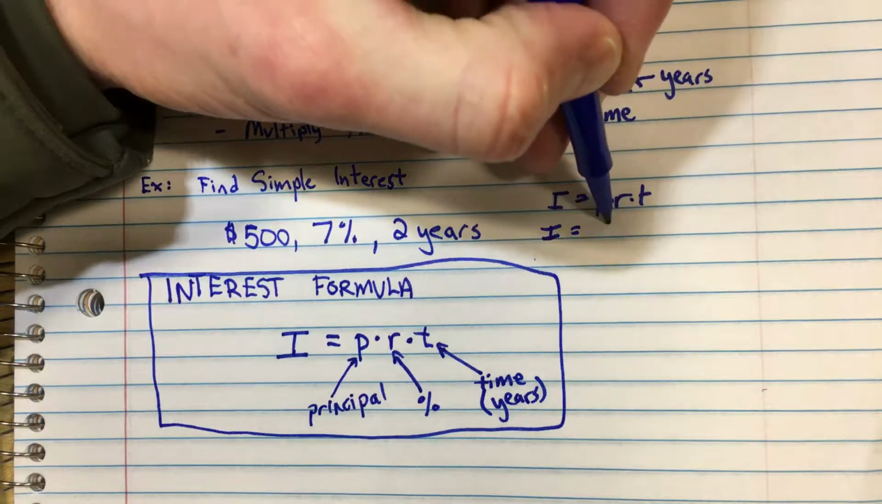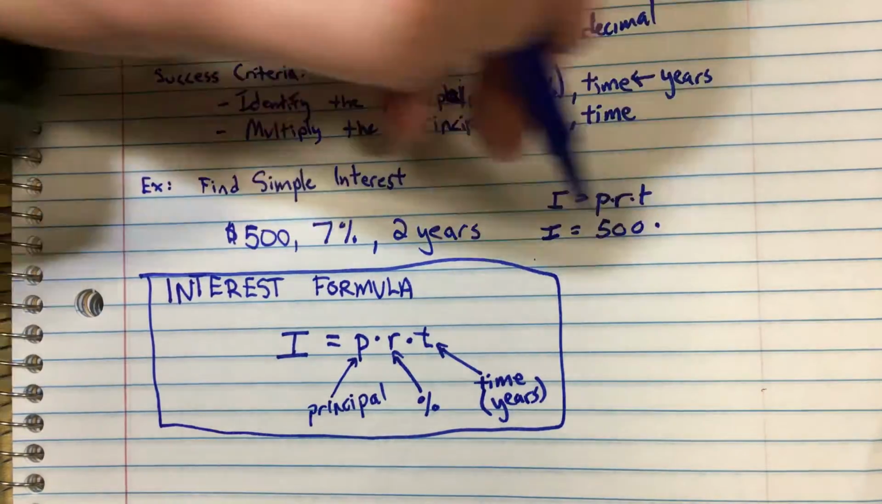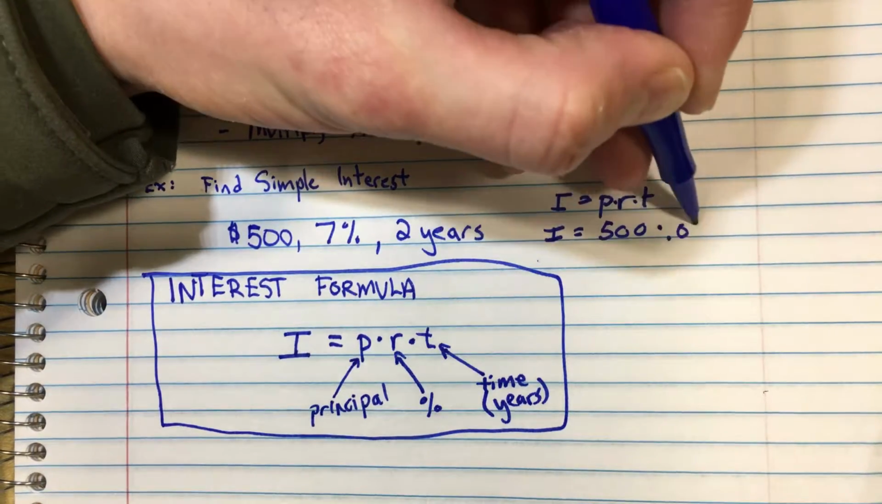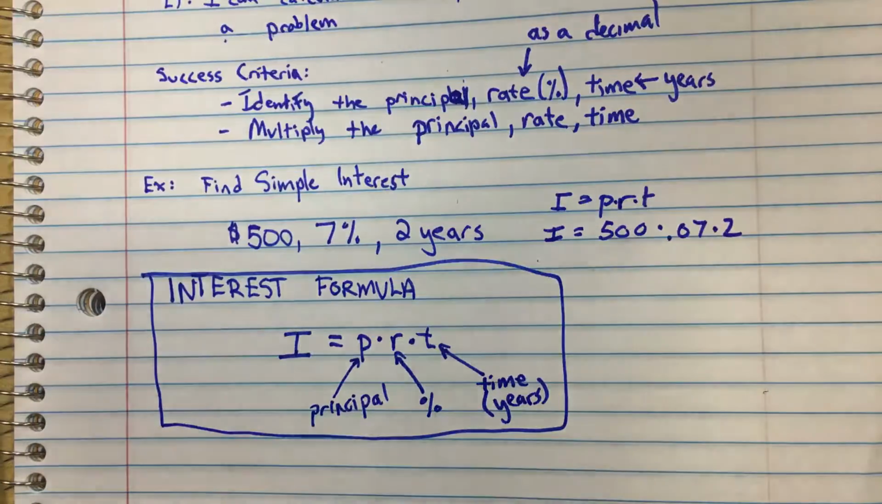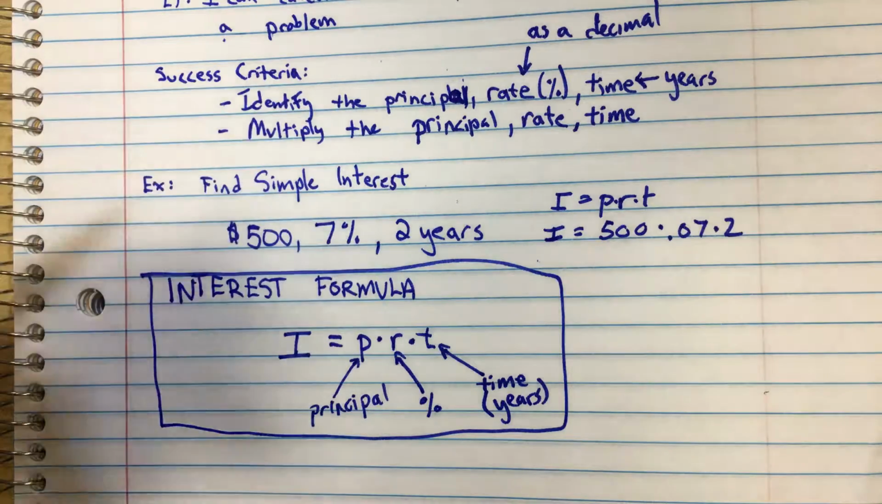And that's $500 times my percent as a decimal, 0.07, times the time, which is 2. Now, once I multiply all those together, I'm going to get my answer. So punch that into your calculator, and what you're going to get is an answer of 70. And I'm going to double check my work.